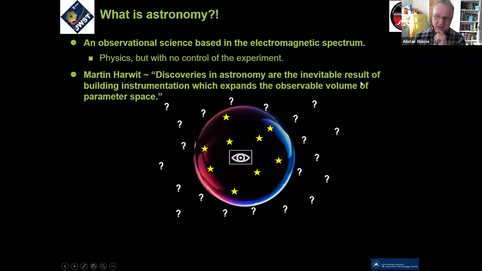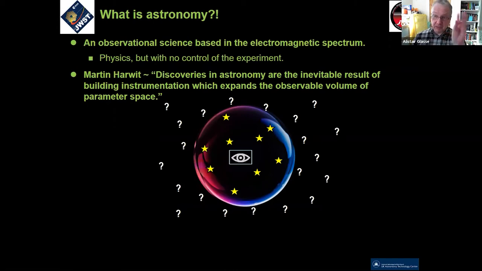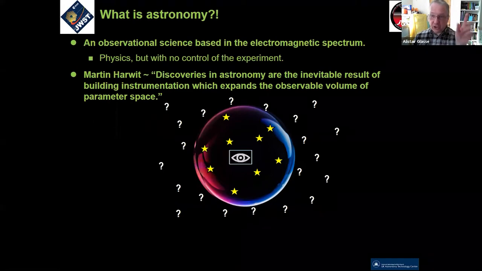So I thought I'd start, I made this slide, so I just like showing it. This is a very, very basic what is astronomy, in the context of physics and research sciences. So observational, that's the key thing, a purely observational science based on looking at light, taking pictures, measuring the colors of light.